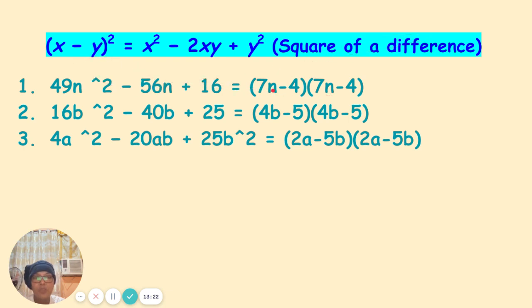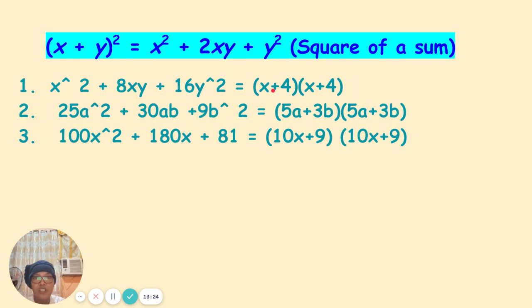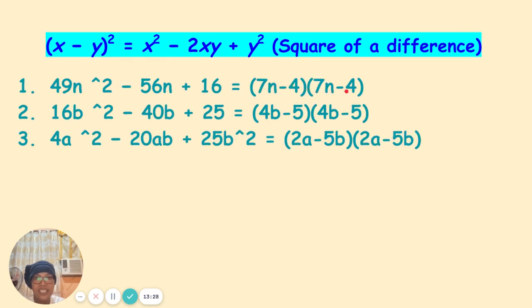So, ito naman po, kung kanina addition, square of sum, parehas silang positive. Dito po, sulat nyo lang parehas negative. So, ganun din yung rule. You get the square root of 49, that is 7. 49n squared, that is 7n. You get the square root of 16, that is 4. Yun na yun. Again, sa second, sulat nyo lang parehas negative.